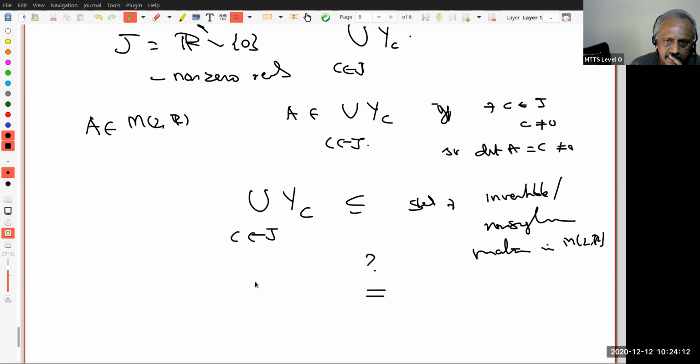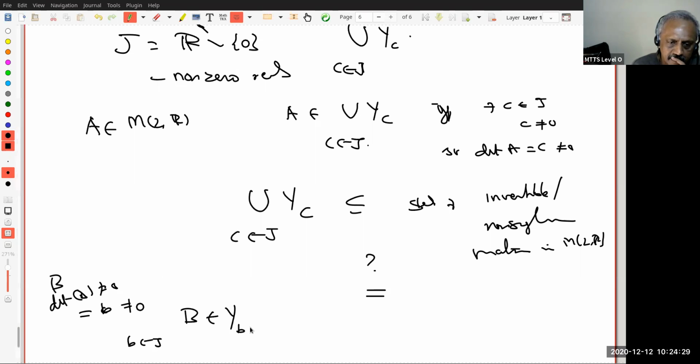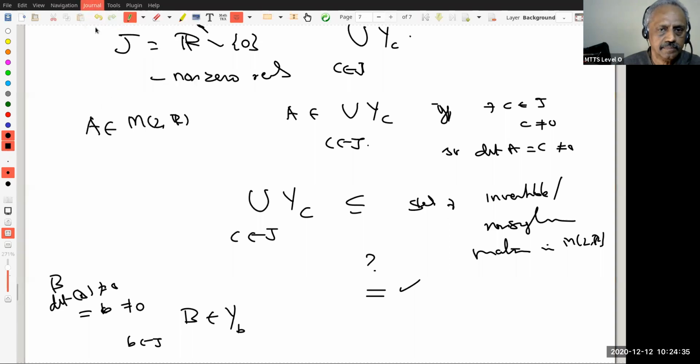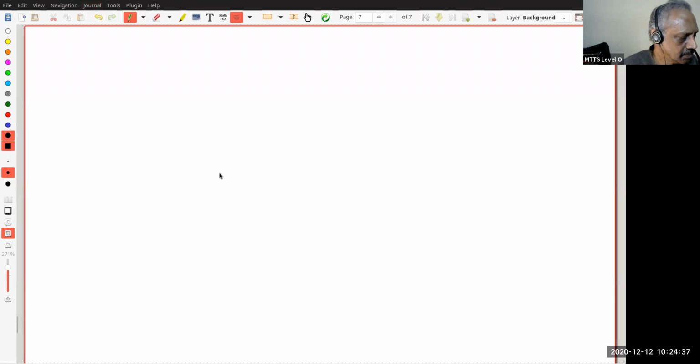But that is very easy. Suppose B is a matrix such that the determinant of B is not equal to 0. Call this C, or b. Then b is not equal to 0, so my capital B belongs to Y_b, and b belongs to J. That means B belongs to this union. You understand? Therefore equality holds. Okay, I think now that is more than enough.